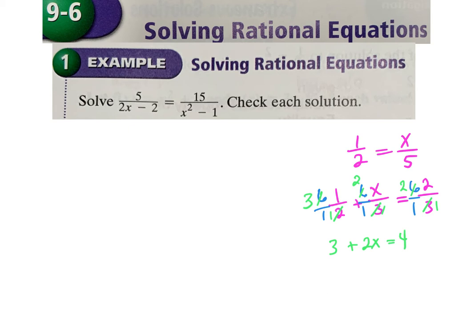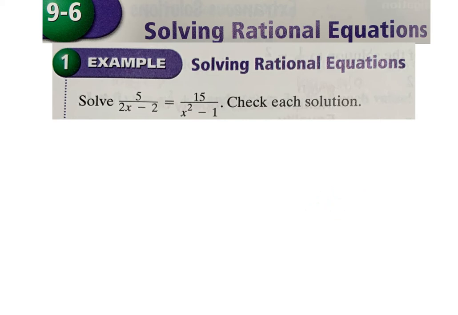And so that's the concept here: multiplying everything by the common denominator, right? You get rid of all the fractions. In this case, if I did cross multiplication, it would still work, but I would have a lot more simplifying to do.